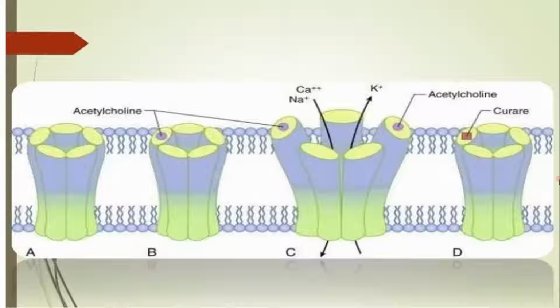So these are depolarizing muscle relaxants. Non-depolarizing muscle relaxants will bind with the sites of the acetylcholine, but they will not cause opening of the channels. So acetylcholine cannot bind now with the acetylcholine-gated receptor channels. As a result, the membrane will not get activated and there will be no contraction of the muscle.